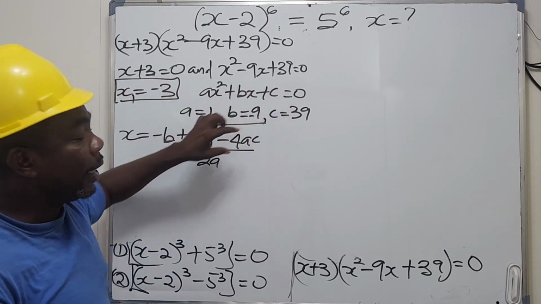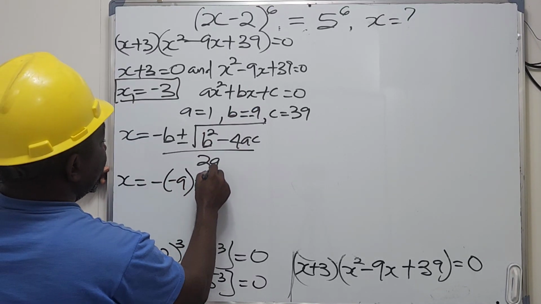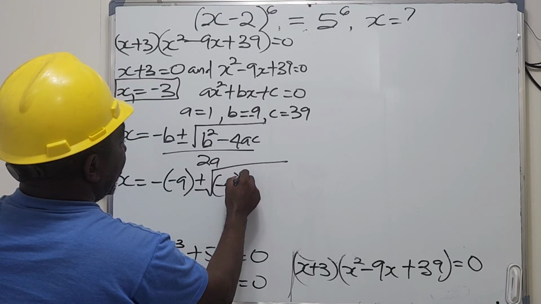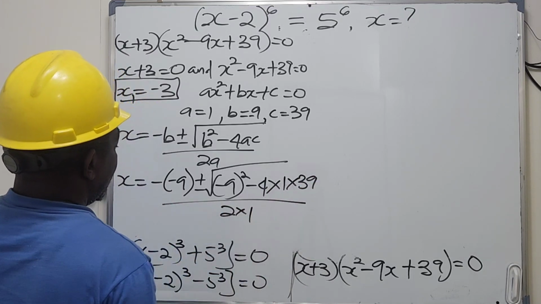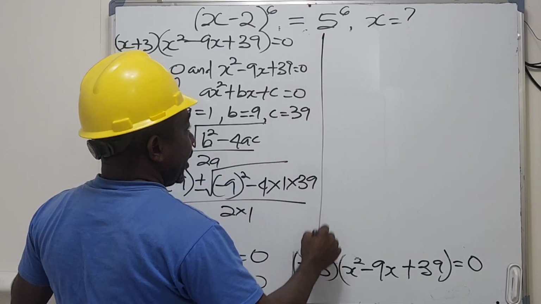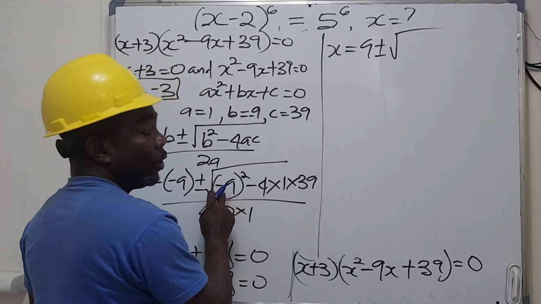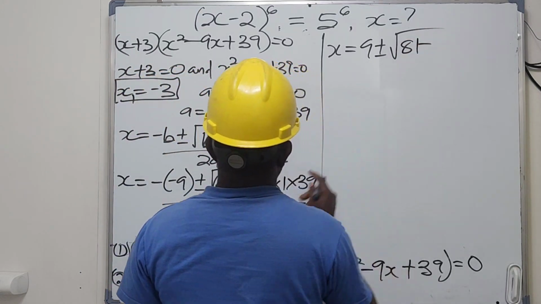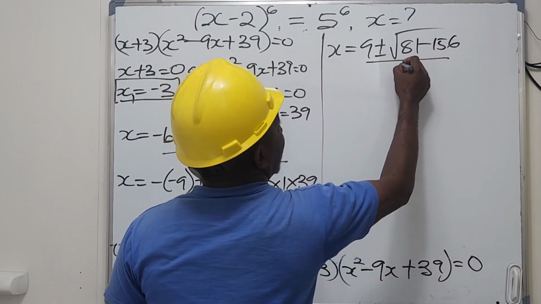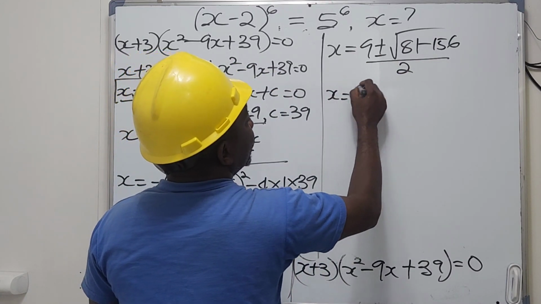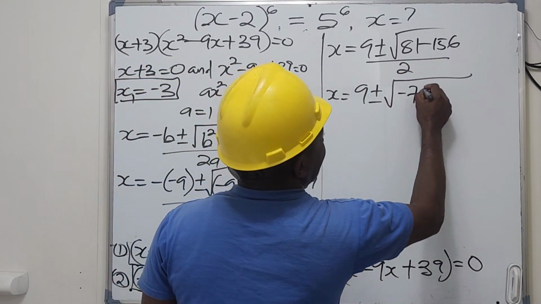In this case, substituting these parameters into this quadratic formula, we have the value of x equals to minus b, which is minus 9, plus or minus square root of b to the power of 2, which is 9 to the power of 2. Then we have minus 4 times 1 times 39 all over 2 times 1. So in this case, we have x equals to minus times minus 9 will become 9, plus or minus square root of minus 9 to the power of 2 will give us 81, minus 4 times 1 times 39 will give us minus 156. All over 2 times 1 is 2. So this is the same thing as having x equals to 9 plus or minus square root of 81 minus 156 will give us minus 75 all over 2.